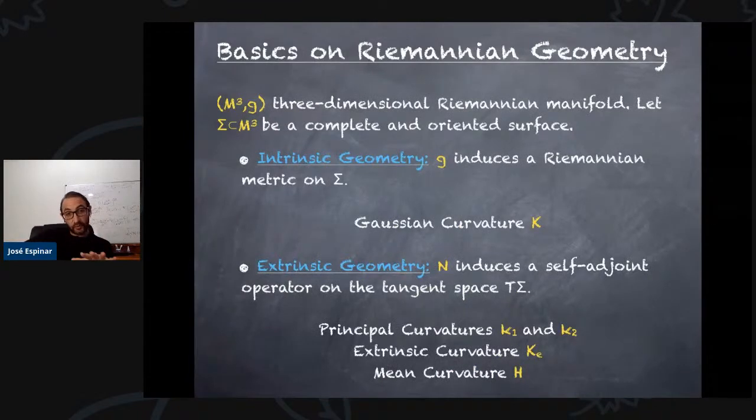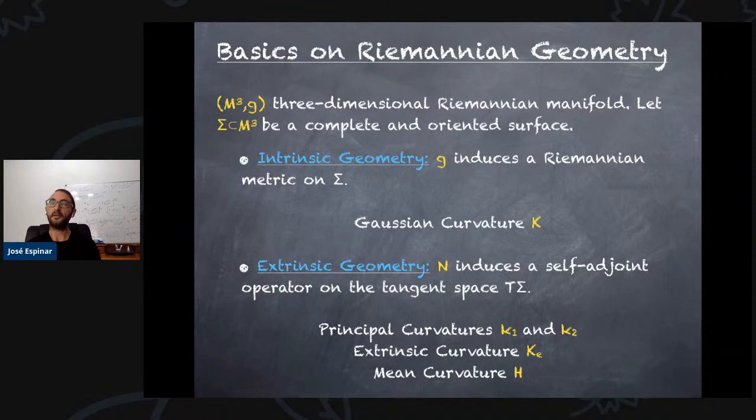Okay, so now suppose that you have a surface in a three-dimensional manifold. Then the three-dimensional manifold with a metric is going to induce a metric on this two-dimensional surface. This induced metric on the surface will have an intrinsic geometry, as we have seen: the Gaussian curvature. And we will have an extrinsic geometry, the same as for curves that we have seen before. Since we are in a two-dimensional surface inside a three-dimensional space, we have a normal, and the variation of this normal is going to define a self-adjoint operator.